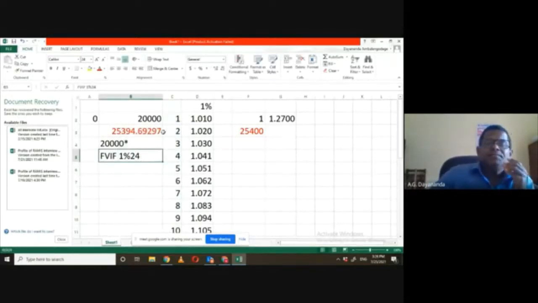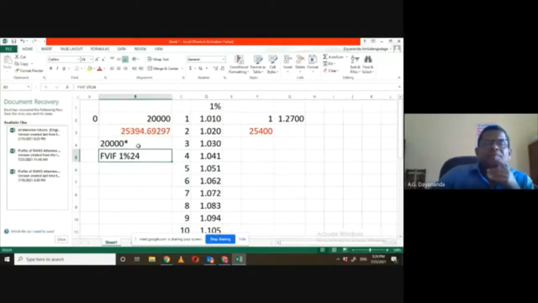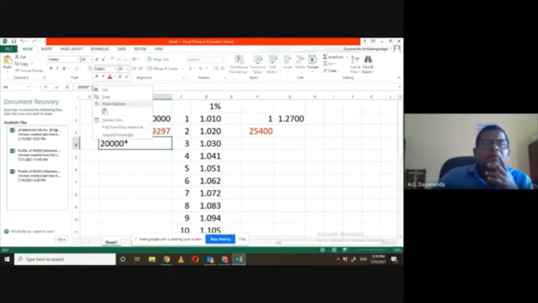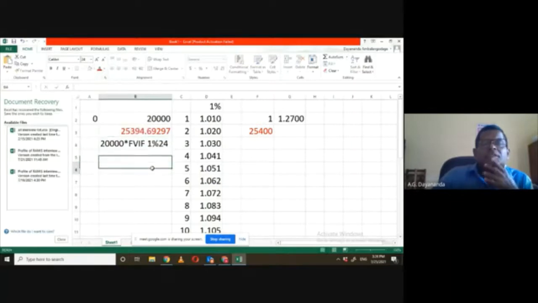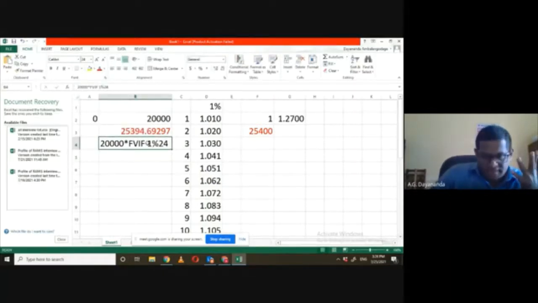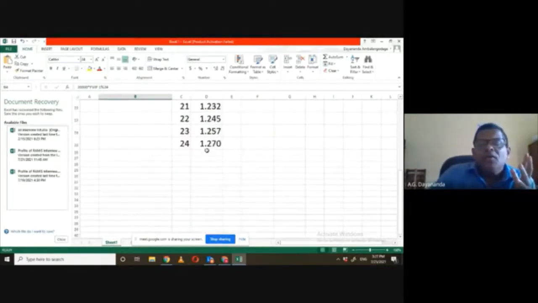In a standard way. I know it's coming here. Shall I put it here? So that is the standard way of writing. Then the meaning is that you are looking at the future value interest factor table, 1% column, 24 row. So you get the answer.